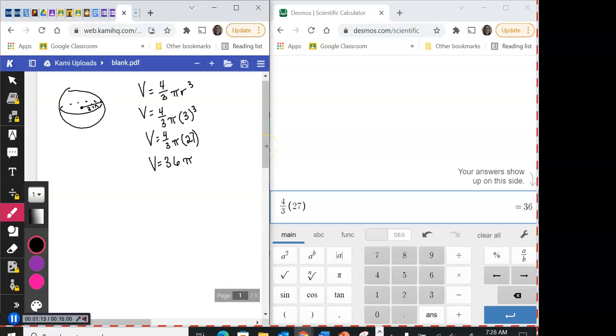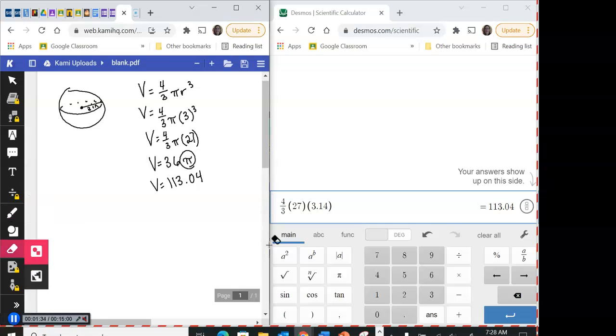Now, if they tell you to use 3.14, the only difference is that you would just multiply this also by 3.14. So you could also tell me that the volume would be 113.04. So it depends on whether they tell you to use the pi symbol or to use 3.14. So it just depends on what the problem tells you to do.